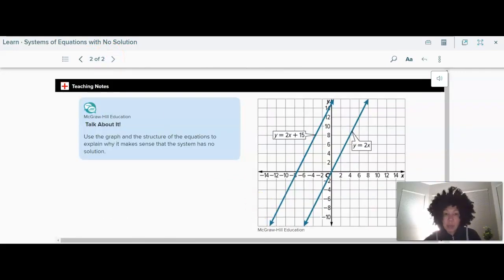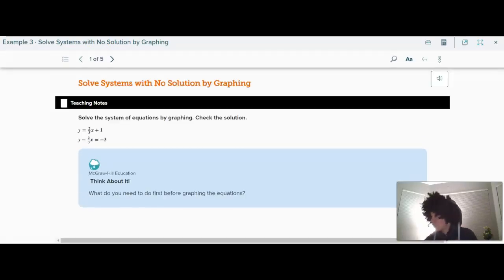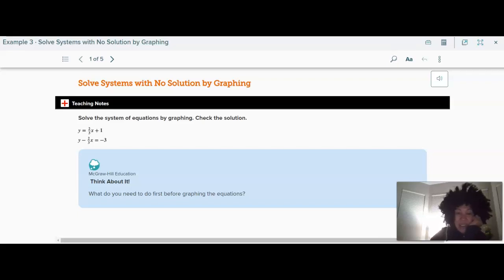Now, an important thing to note is that when you start solving the system, there's a few ways you can tell that there's going to be no solution.